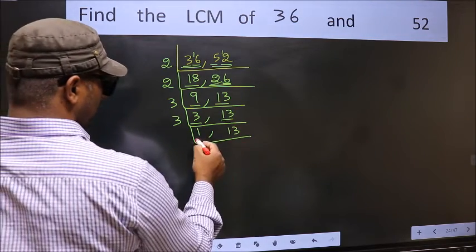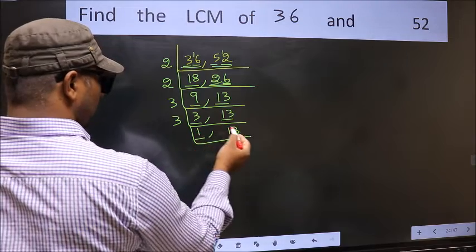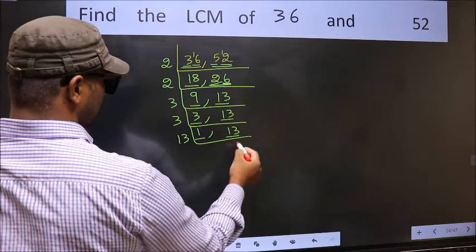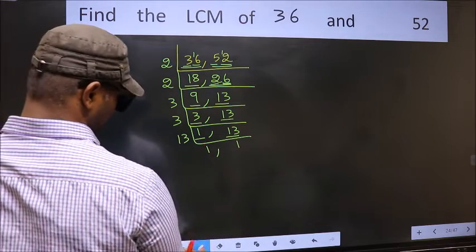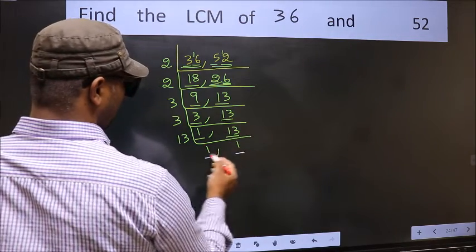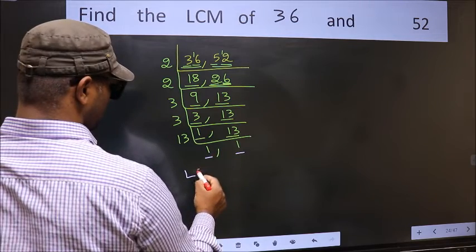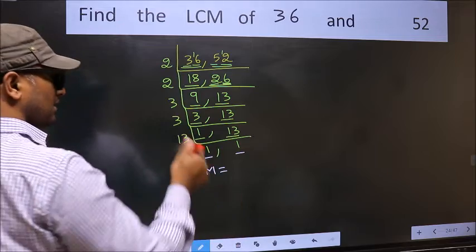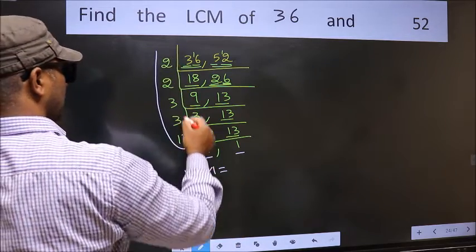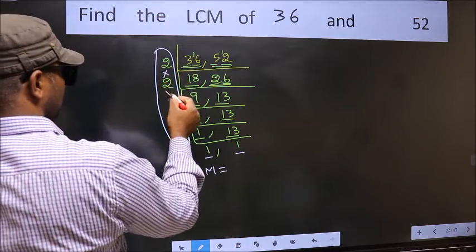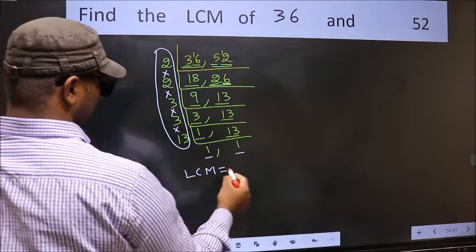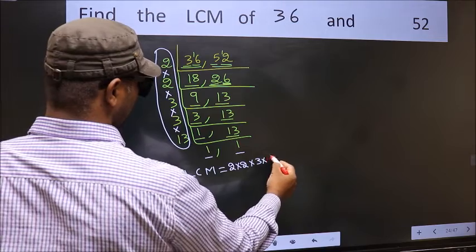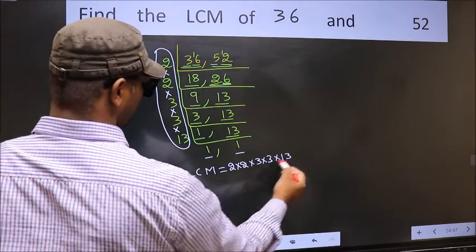Now we got 1 here, so focus on the other number 13. 13 is a prime number, so 13 ones 13. So we got 1 in both the places. So our LCM is the product of these numbers, that is 2 into 2 into 3 into 3 into 13.